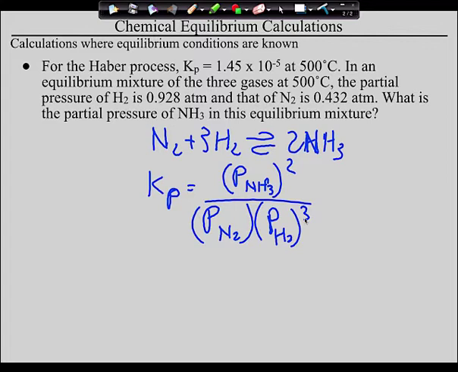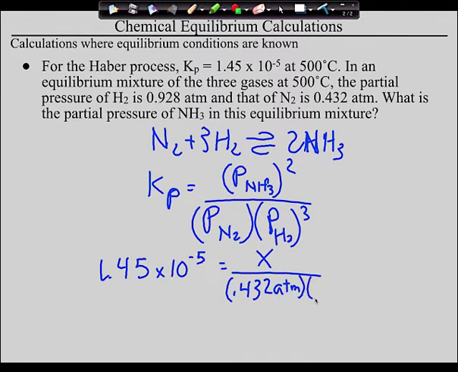So then, guys, we need the Kp value, and that's 1.45 times 10 to the negative 5th. And then it gives us the partial pressures of our reactant gases, but not our product gas. So we go X. And then on the bottom, we've got the pressure of the N2, which is 0.432, and that is atmospheres, times the partial pressure of H2, which is 0.928, and that is also atmospheres, and that little fella is cubed. And guys, I left that out on purpose.